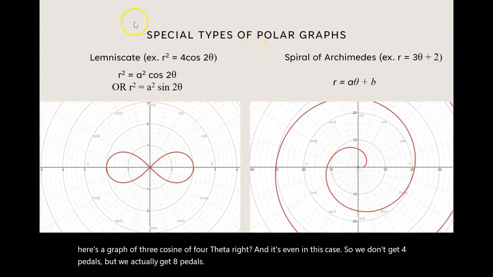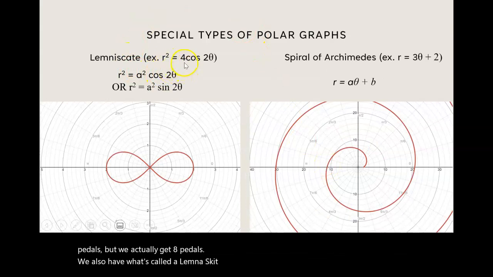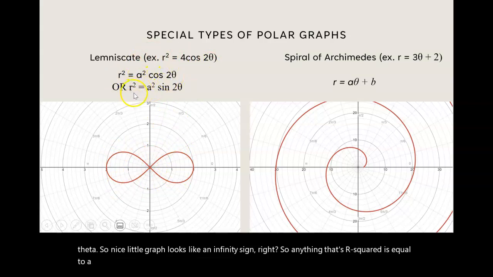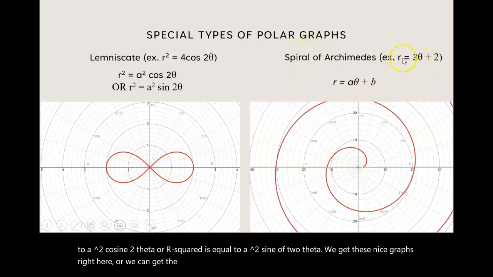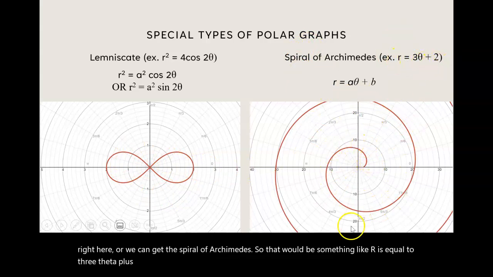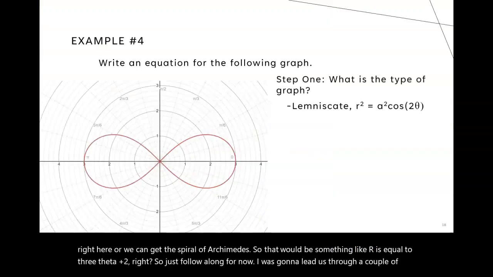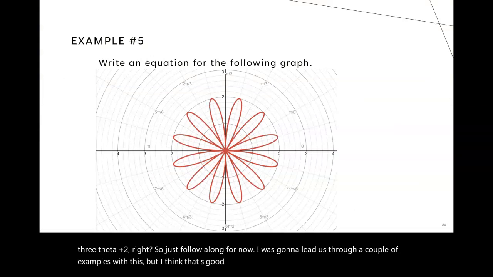We also have what's called a lemniscate. So this is like r squared is equal to 4 cosine of 2 theta. This is a nice little graph, looks like an infinity sign. All right, so anything that's r squared is equal to a squared cosine 2 theta, or r squared is equal to a squared sine of 2 theta, we get these nice graphs right here. Or we can get the spiral of Archimedes. So that would be something like r is equal to 3 theta plus 2. All right, so just follow along for now. I was going to lead us through a couple of examples with this, but I think that's good. We're going to talk about these in class as we go along.